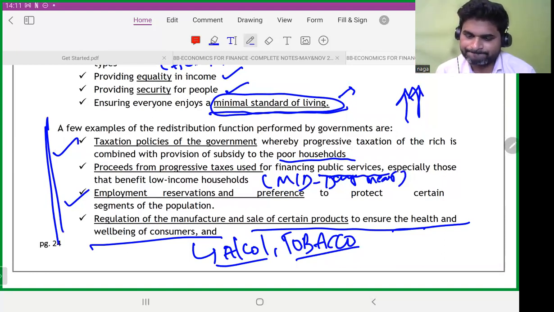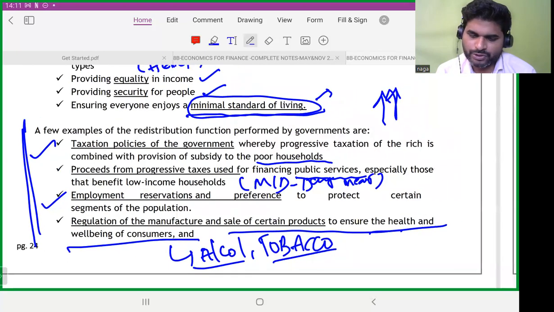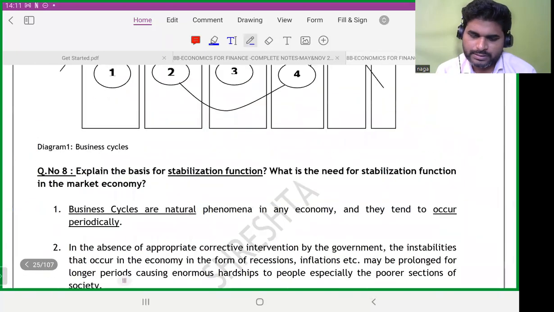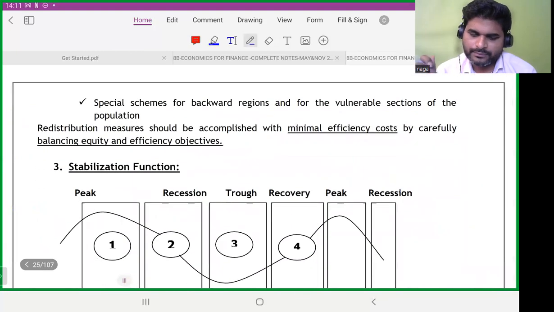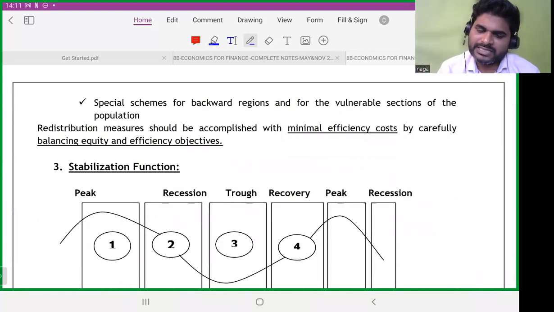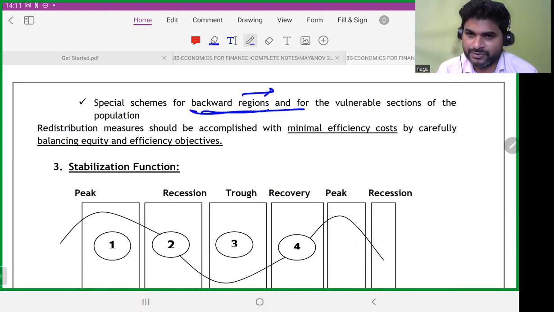All right, what is next? Let's look at the next point. Special schemes for backward regions. Just a continuation, apologies, I forgot this point. Special schemes for backward regions, for example, certain states are given incentives, and for vulnerable sections, certain reservations for BCs and SCs.